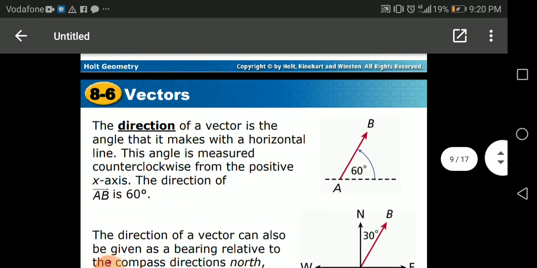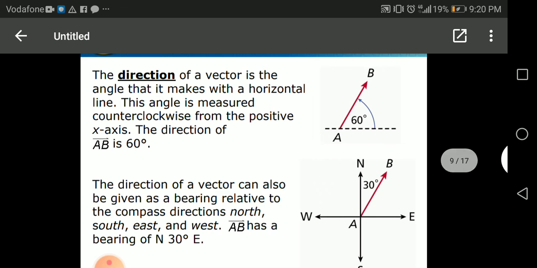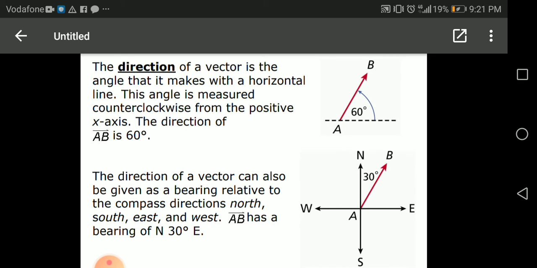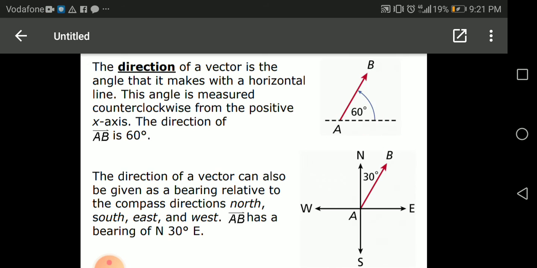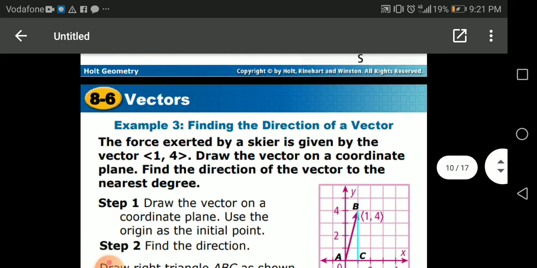I think it is. Okay guys, when we talk about vectors, we also have a direction for the vector, which is the angle. What's the direction of the vector? It's the angle formed from the horizontal line and the vector. This angle is measured counterclockwise, like this, from the positive x-axis. This one will be 60 degrees.